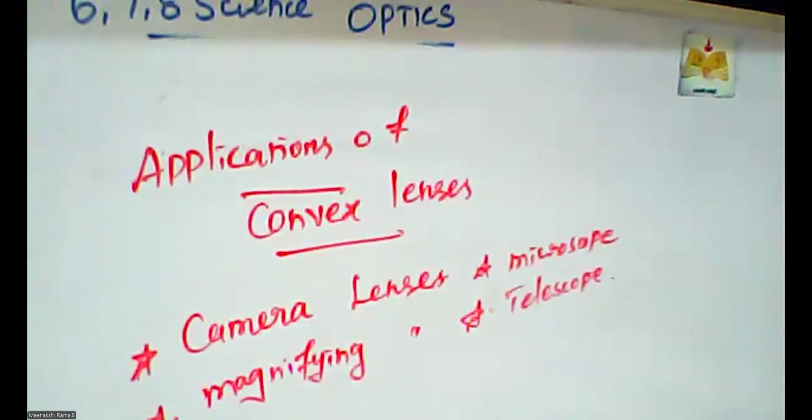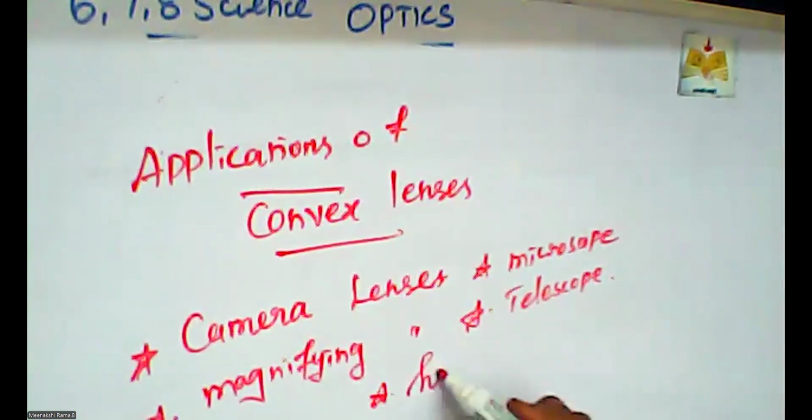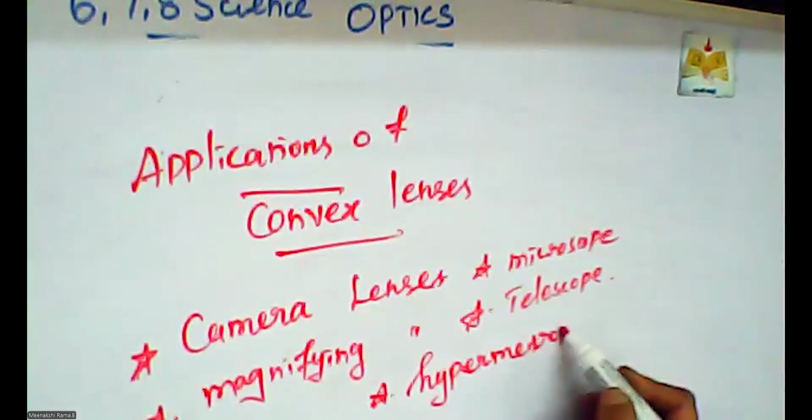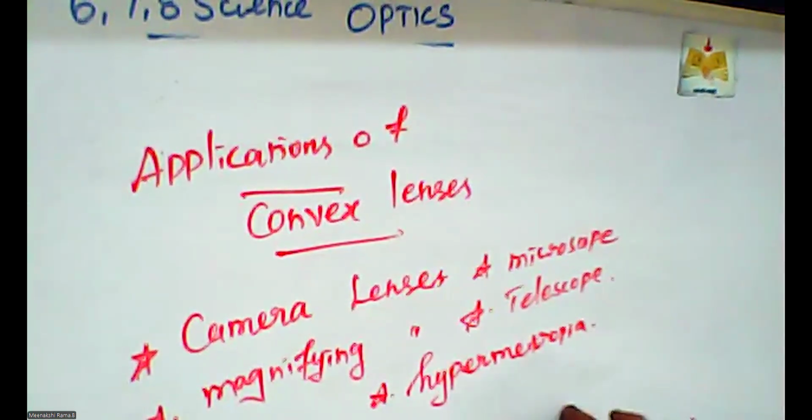Okay, next one, hypermetropia. When the hypermetropia defect comes, we use the convex lens. The hypermetropia defect will be corrected with the help of the convex lens. When we use convex lenses with normal specs, we get the correct picture.